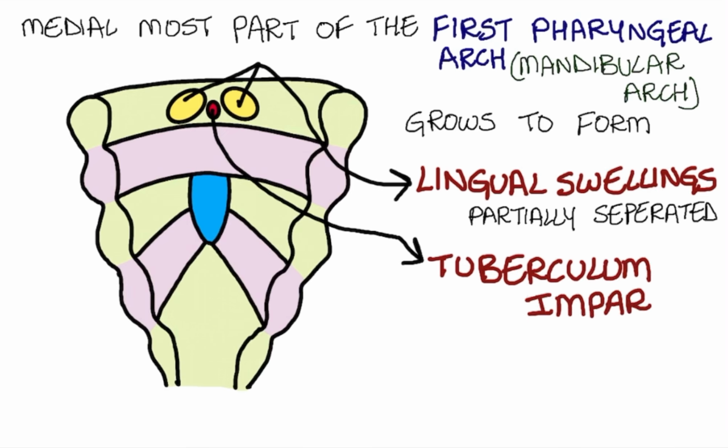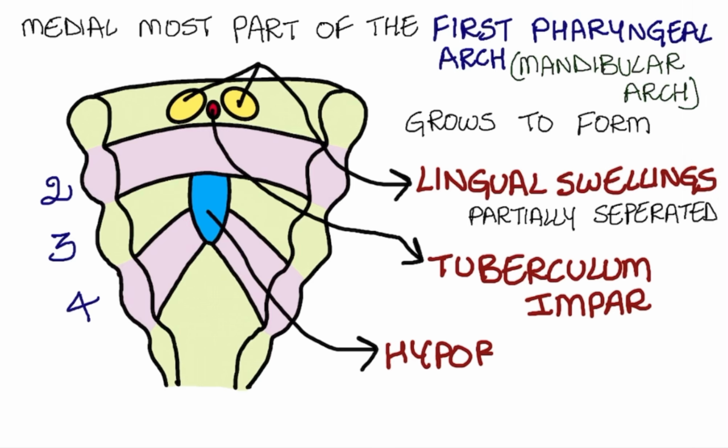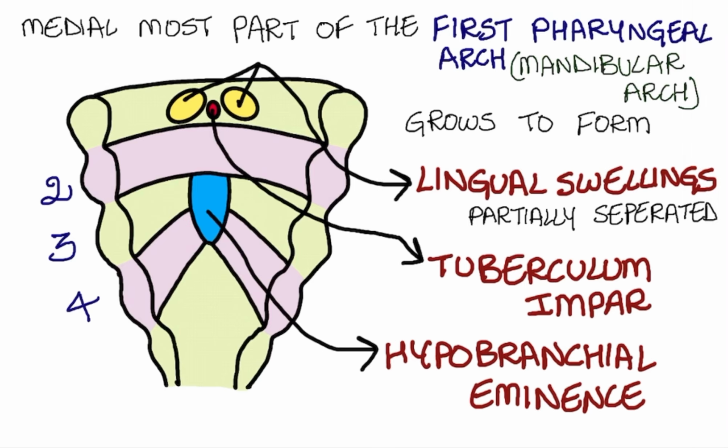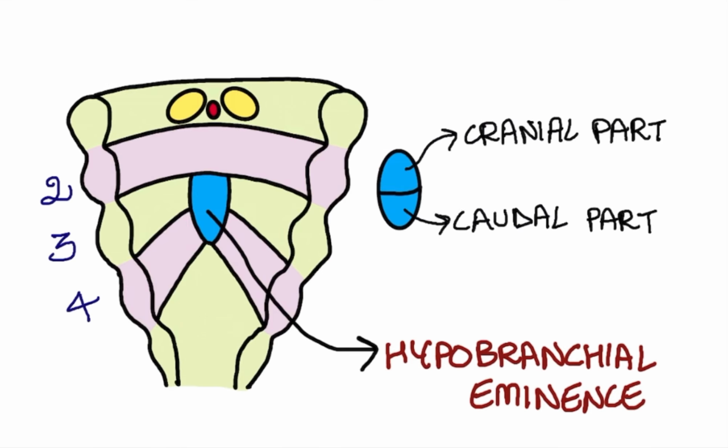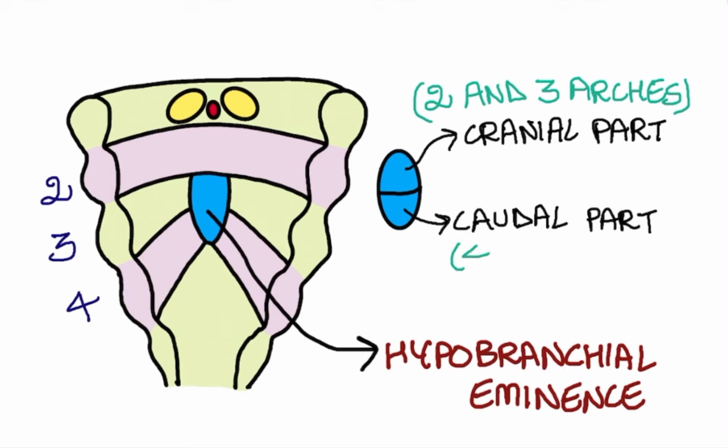There is also another swelling that is seen in relation to the second, third and the fourth pharyngeal arches. This swelling is called the hypobranchial eminence. It is further subdivided into a cranial part and a caudal part. The cranial part is related to the second and the third pharyngeal arches, while the caudal part is related to the fourth arch.